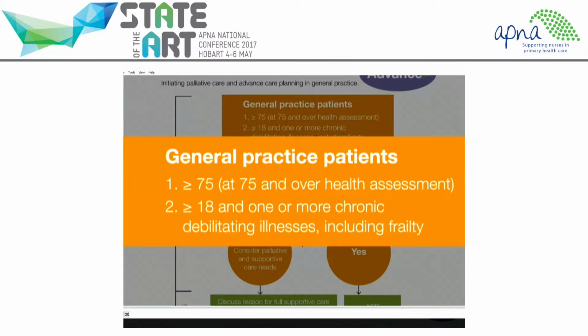Any patients who are older than 75, and it might be a natural time, for example, during the 75 plus health assessment. And any patients who are aged over 18 who have 1 or more chronic or debilitating illnesses. The surprise question and the SPICT can then be used to identify which of these patients might benefit from a full supportive and palliative care needs assessment.